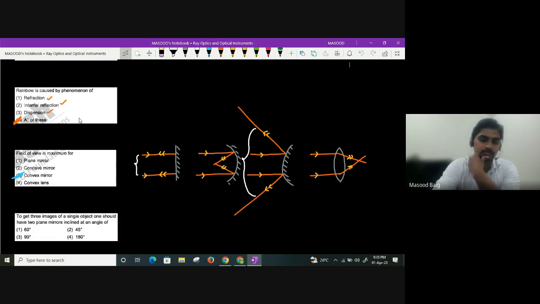But usually we can say that out of all the mirrors, a convex mirror will have more field of view. Out of all the lenses, a concave lens will have more field of view. But if I try to compare a convex mirror and a concave lens, then I should talk about the curvature. How are their curvatures related? Do they have equal curvatures? If they have equal curvatures, then their field will be the same.